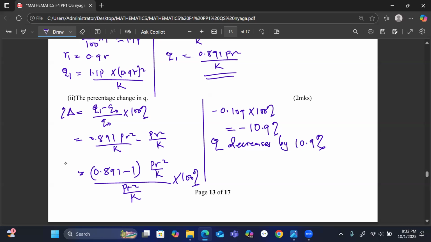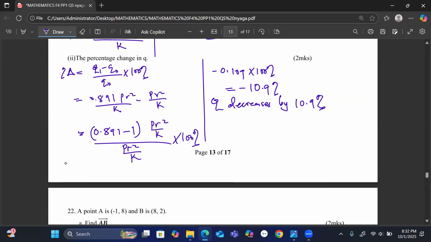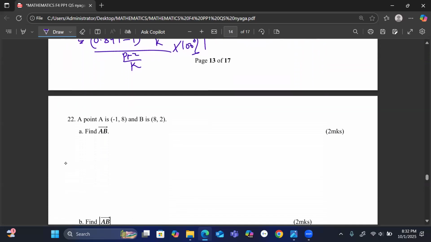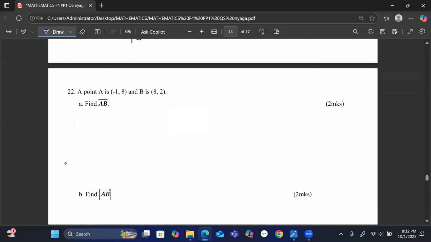Question number 22. Point A is (-1, 8) and B is (8, 2). Now this is a question on vectors. Find the vector AB. This is simple. You simply find vector AB.